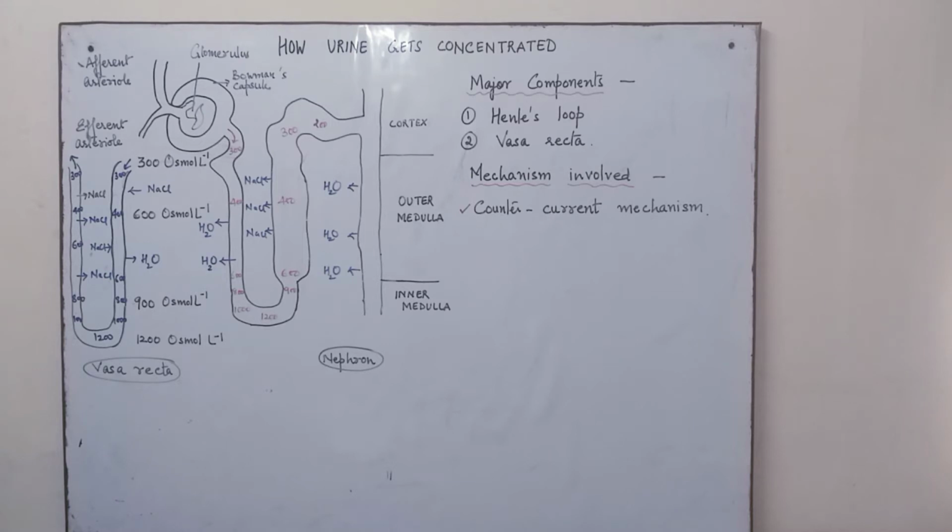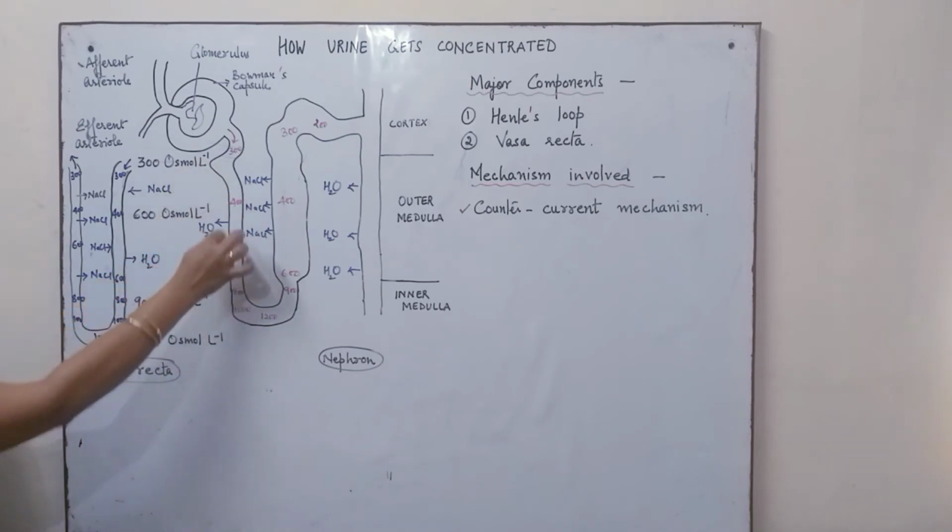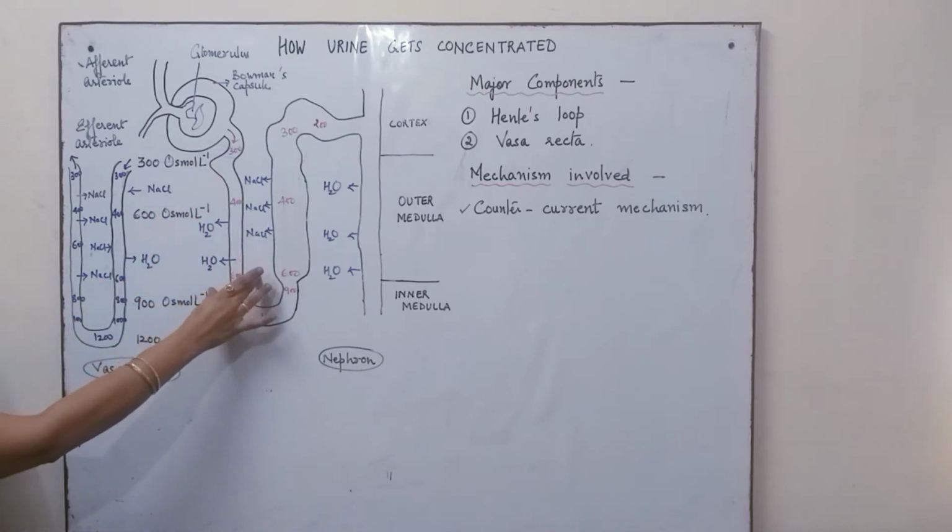Now, the mechanism involved in this process is the counter current mechanism. Counter current because opposite phenomena are taking place within the Henle's loop and the vasa recta. Both of the structures are closely associated, the vasa recta with the Henle's loop.